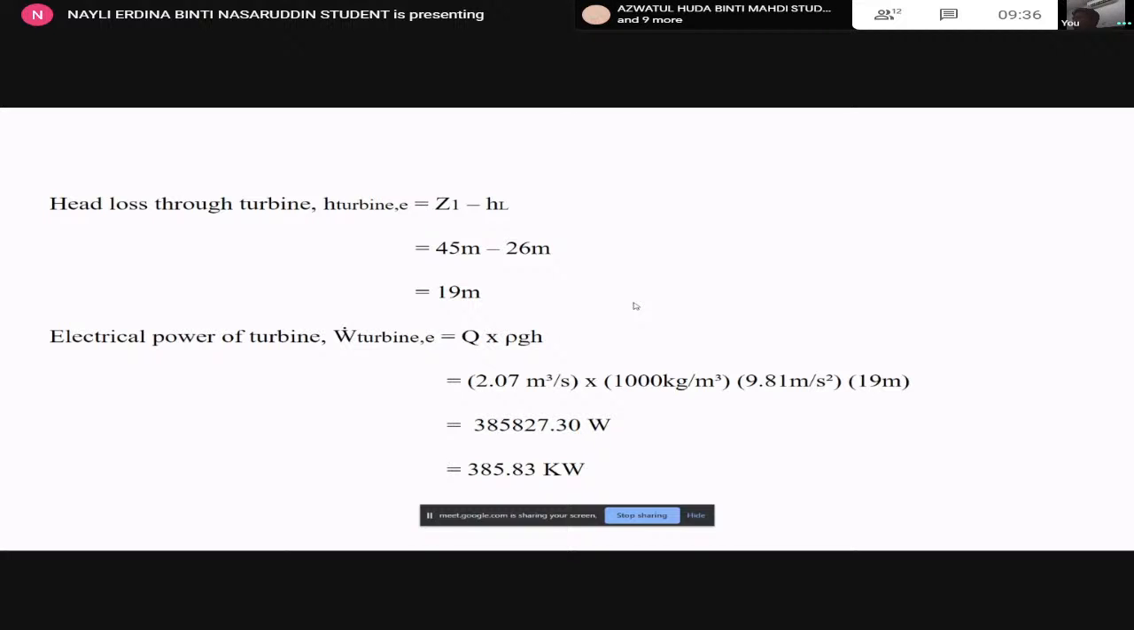After that, we can calculate electrical power of turbine by using the formula Q times rho g H. Q is flow rate, rho is density of water, g is gravity, and H is head that we calculate above. Entering all values, we got 385.83 kilowatt for power of the turbine.